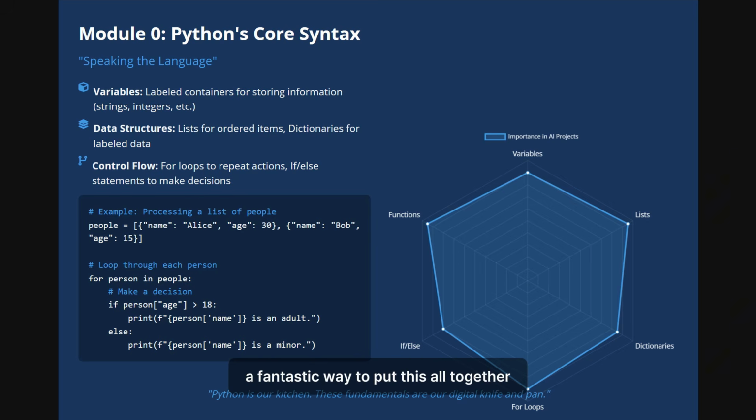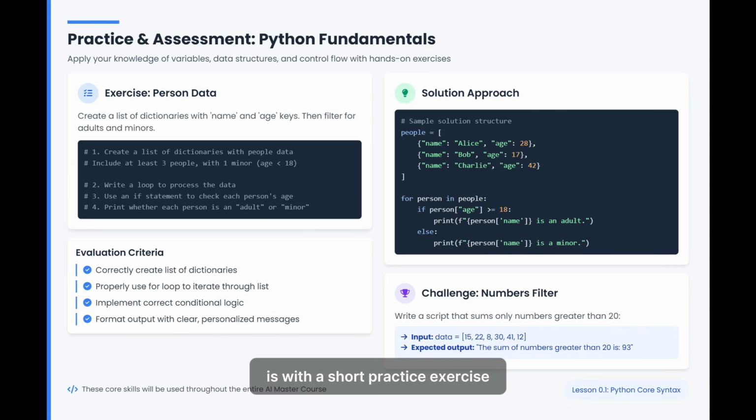A fantastic way to put this all together is with a short practice exercise. The goal would be to create a list of dictionaries where each dictionary represents a person with a name and age. The list should have at least 3 people, with one being a minor. Once that data structure is built, the solution is to write a for loop that iterates through your list. Inside that loop, a simple if statement checks each person's age. The code would then print a custom message for each person stating whether they are an adult or a minor.